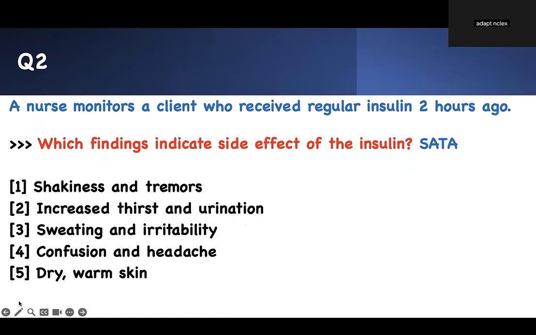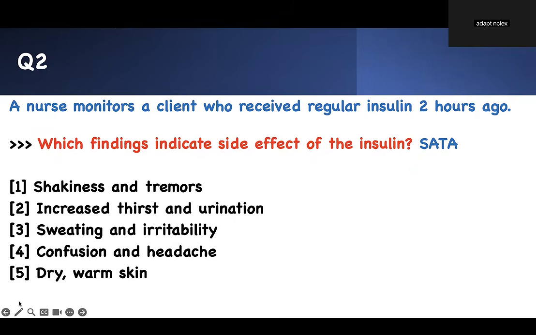Which finding indicates a side effect of insulin? That means, how do you know this is a side effect of insulin? A nurse monitors a client who received regular insulin 2 hours ago. Which of these indicates a side effect? Shakiness and tremor, increased thirst and urination, sweating and irritability, confusion and headache, warm, dry skin.